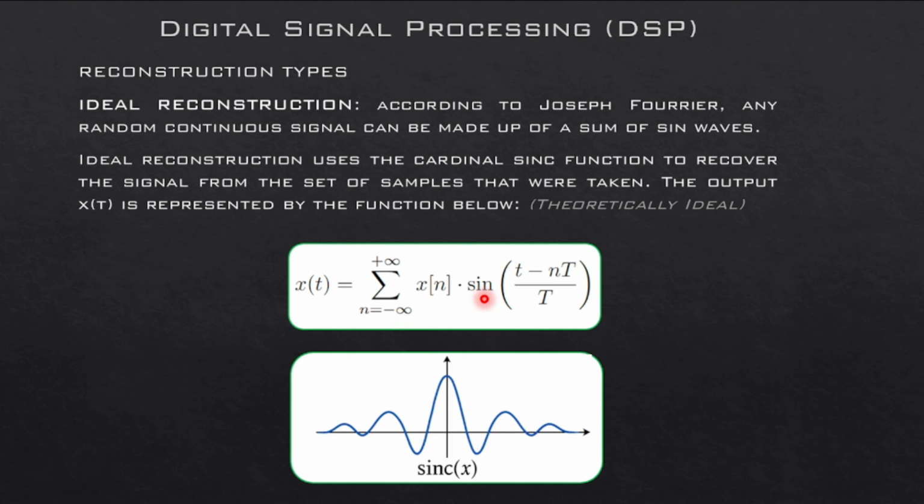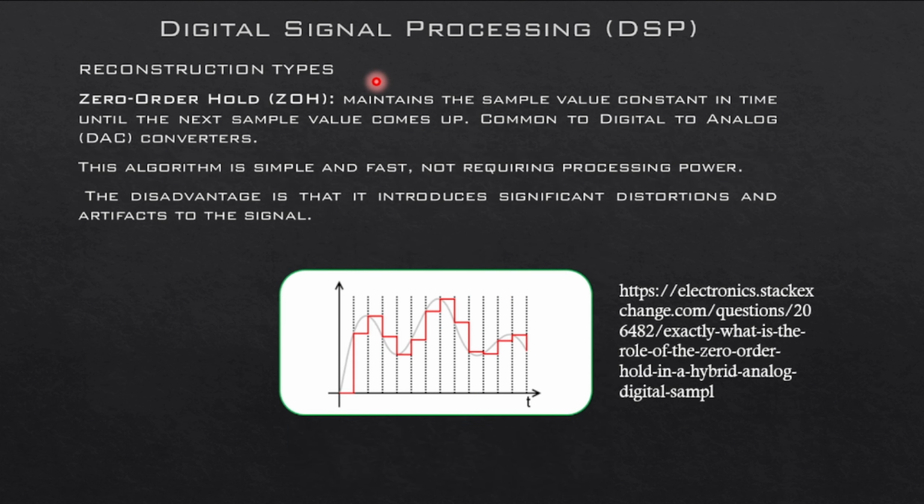Xn multiplied by sine wave t minus nt, where t is the period, divided by t, and it would give you a response for that signal. And n is the position of each symbol. Reconstruction types. You have another type, which is the zero order hold.